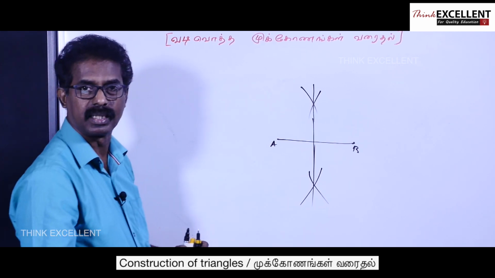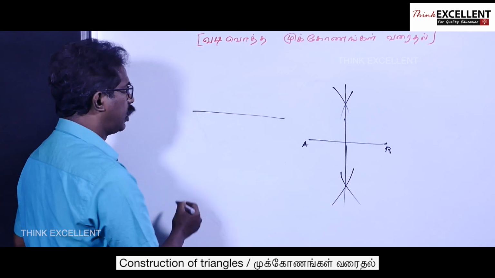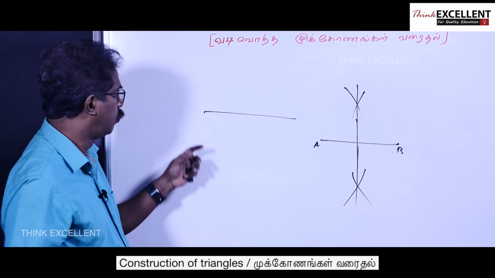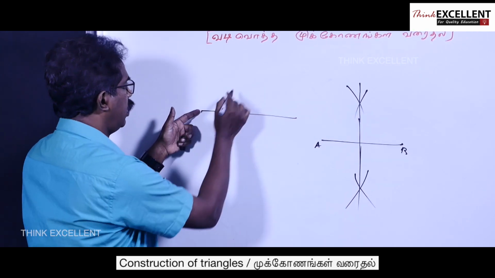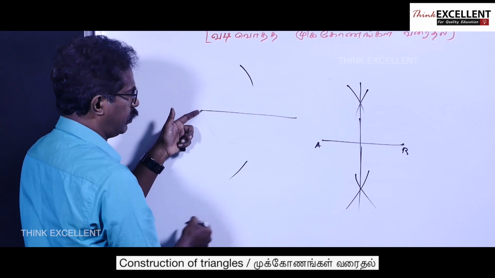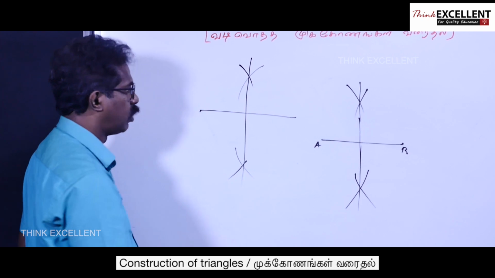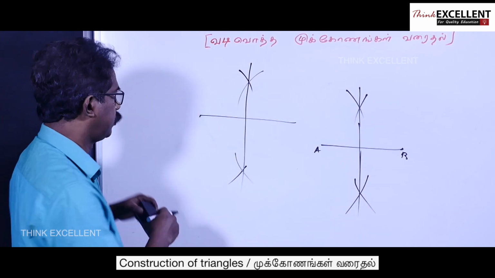Join these intersection points, and this is the perpendicular bisector. See again, a line is given. How can you draw a perpendicular bisector? Keep the pointer here, take more than half, and draw two arcs. With the same measurement, keep the pointer at the other end and draw two arcs. Join this, that is the perpendicular bisector.